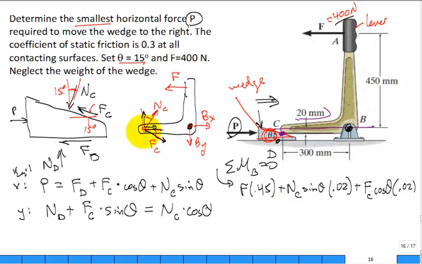Let's pick out the vertical component of F of C. So it'll be plus F of C times the sine of theta. That's this downward F of C component. And then that moment arm distance is 0.3 meter. And the only one making it want to rotate in the counterclockwise is N sub C times cosine of theta with a moment arm distance of 0.3.